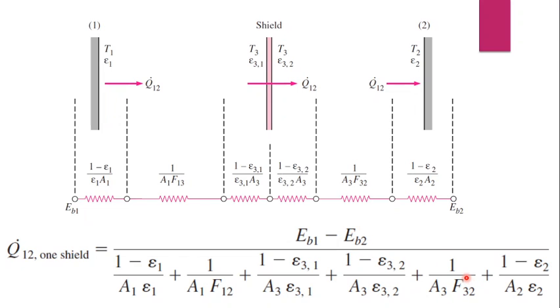Space resistance between shield and object 2, and this one is surface resistance of 2. Okay, so we can find out this big formula. Now we are going to solve this big formula in the next slide.